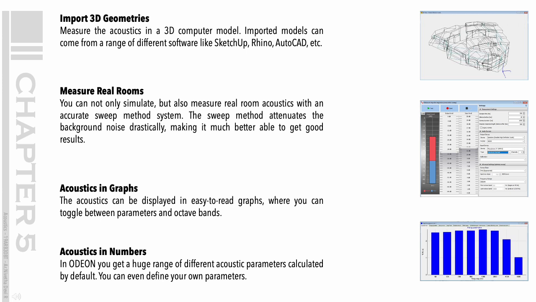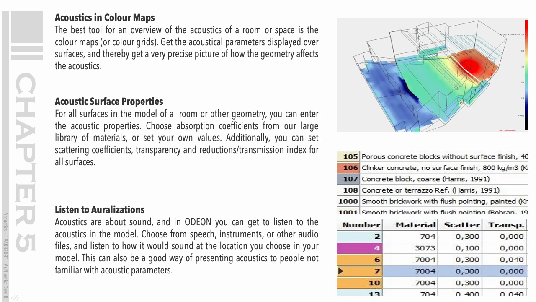Acoustics in graphs. The acoustics can be displayed in easy-to-read graphs, where you can toggle between parameters and octave bands. Acoustics in numbers. In Odeon you get a huge range of different acoustic parameters calculated by default. You can even define your own parameters. Acoustics in color maps. The best tool for an overview of the acoustics of a room or space is the color maps, or color grids.